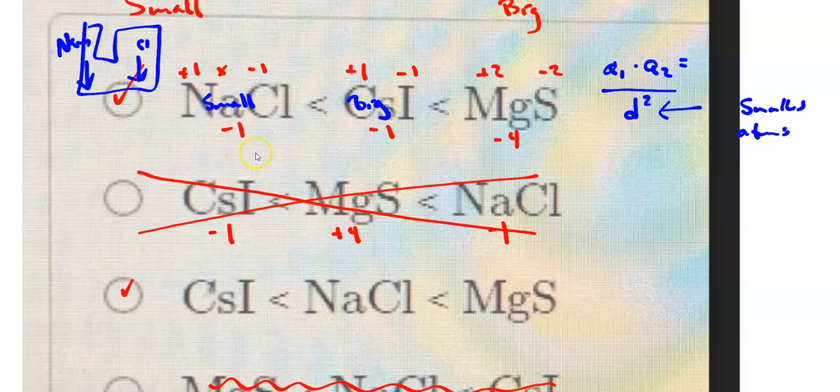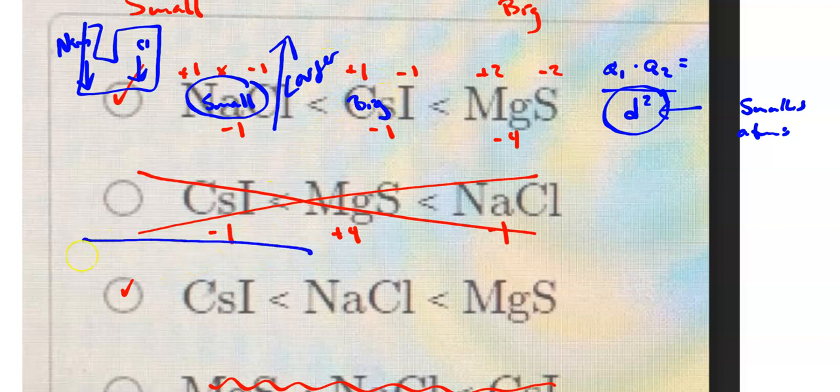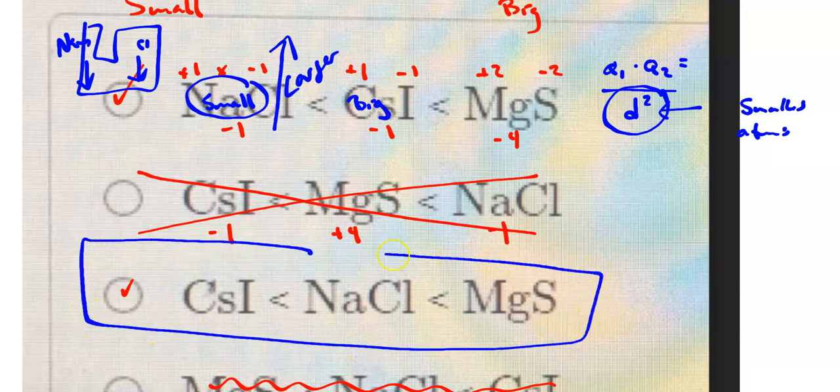If we're talking about needing this to be a small value, then we're looking for the smallest atoms. And so the lattice energy for NaCl is larger than this one. So we're going to need cesium iodide, then sodium chloride, and then magnesium sulfide. Hopefully that helped.